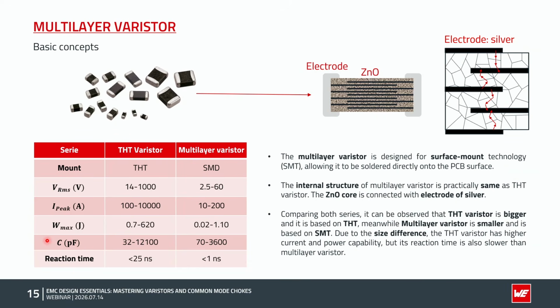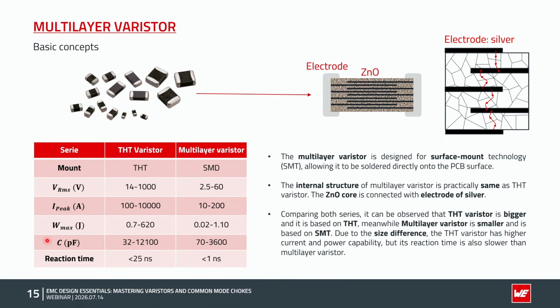Starting from this slide, we will look at the multi-layer varistors. Unlike a THT varistor, the multi-layer varistor is based on SMD mounting. Their structure is very similar to the THT components. They have two electrodes, and from them we have parallel electrode layers made of silver, and then these layers are extended into the zinc oxide core.